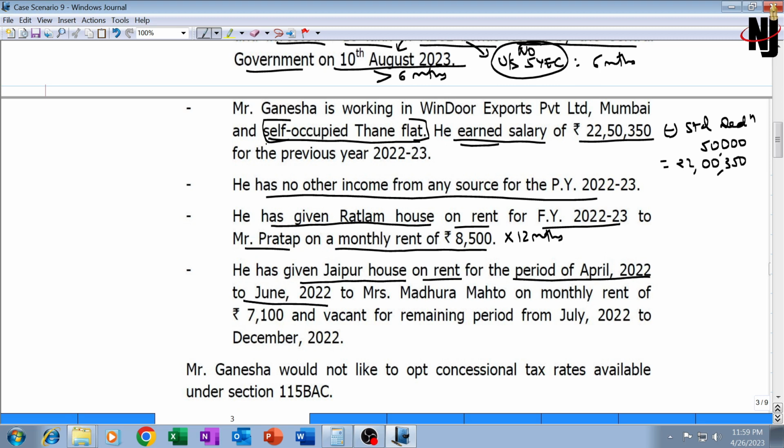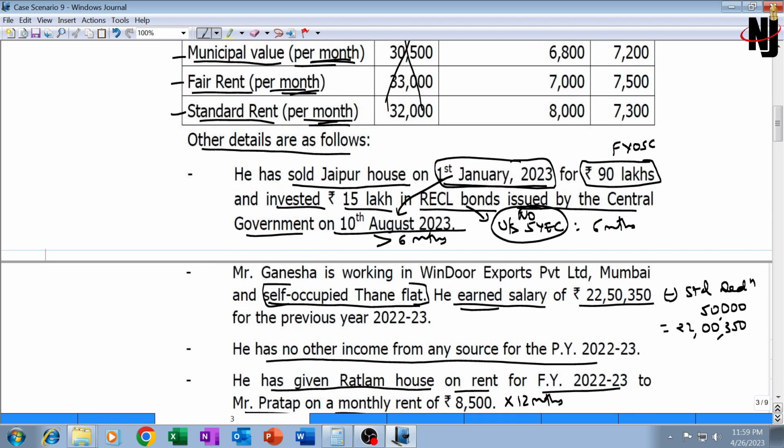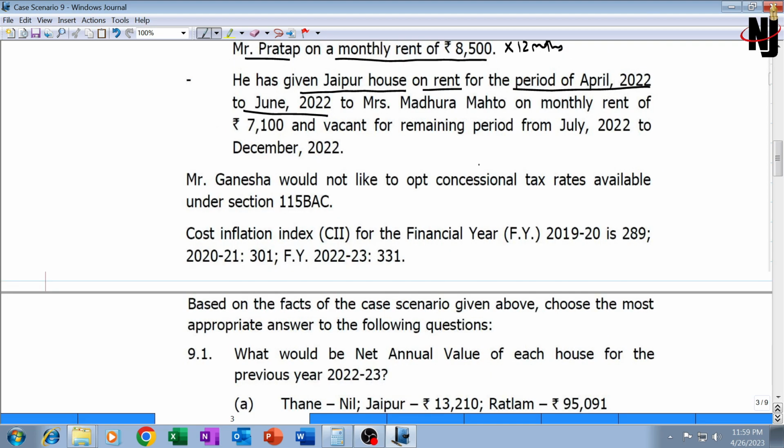Now Jaipur house, we just checked it out in the previous paragraph. Here Jaipur house has already been sold. When was it being sold? 1st January 23. That means during the last 3 months of the financial year. That means Jaipur house was owned by Ganesha only for the first 9 months in the current year.